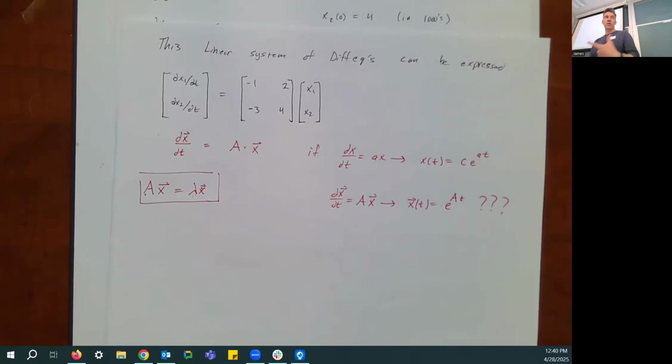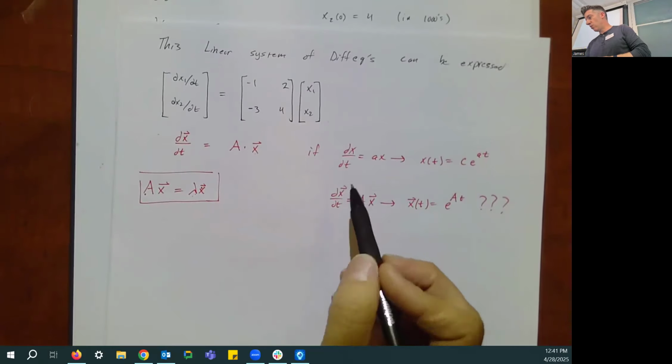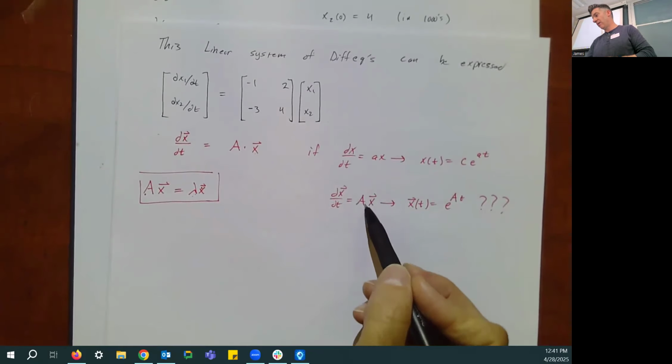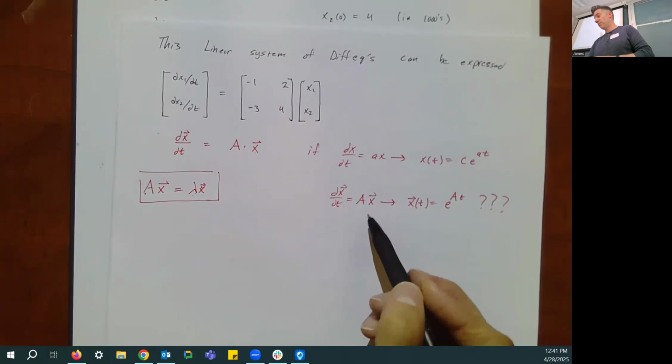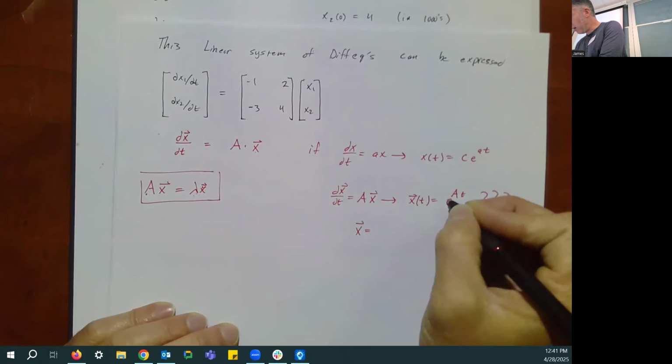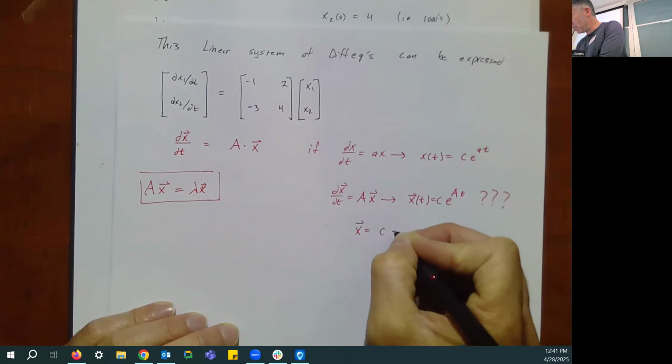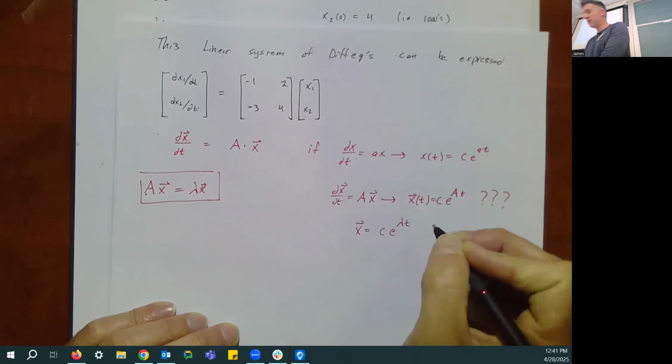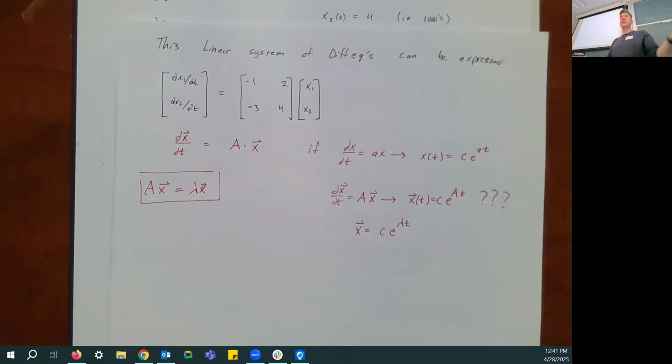Essentially, if the vector representing the populations at time t is an eigenvector, and this is a big if, then we can say that this derivative equal to the matrix times your eigenvector can be solved by something like x equal to a constant times e to the lambda t, instead of e to the A times t. And that makes sense, right? Lambda is just a number. It's not a vector. It's not a matrix. So this idea is totally sensible.